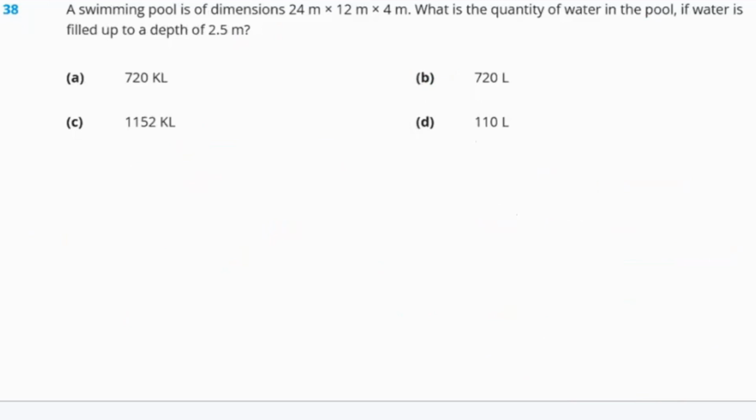Question number 38 says a swimming pool has dimensions 24 by 12 by 4. What is the quantity of the water in the pool if the water is filled up to a depth of 2.5 meters? We need to find the volume of the water according to the height of 2.5. Taking the length as 24, the breadth as 12, and the height as 2.5, the volume of the water is the product, and when we multiply we get 72 liters. So our answer is 72 liters, which is option A.